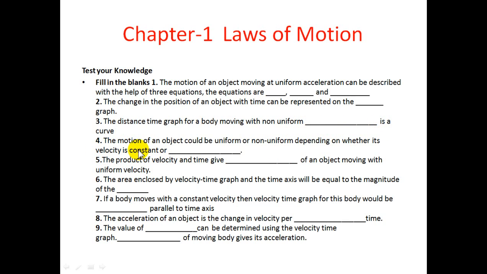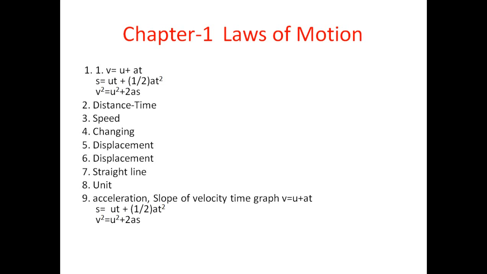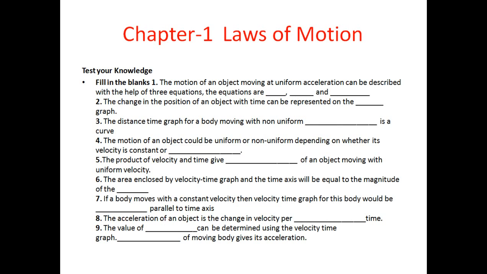Now, question number four: the motion of an object could be uniform or non-uniform depending on whether its velocity is constant or non-constant. Yes, because the motion of an object depends on whether the velocity is constant or non-constant. So let's see the answer written here. It's written changing, or you can also write non-constant. Again, the motion of an object could be uniform or non-uniform depending on whether its velocity is constant or changing.